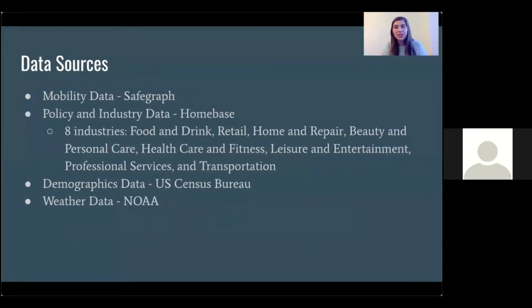To talk about my data sources very briefly, all of my mobility data comes from SafeGraph. SafeGraph is a company that tracks people's mobility through their smartphones and aggregates it to a CBG, or census block group, level. My policy and industry data comes from Homebase. Homebase is a company that helps over 10,000 small businesses do their employee scheduling, track their timesheets, do their hiring process, and more. These are the 8 industries that we are using in our study. Our demographic data comes from the US Census Bureau, and our weather data comes from the NOAA, or National Oceanic and Atmospheric Administration.